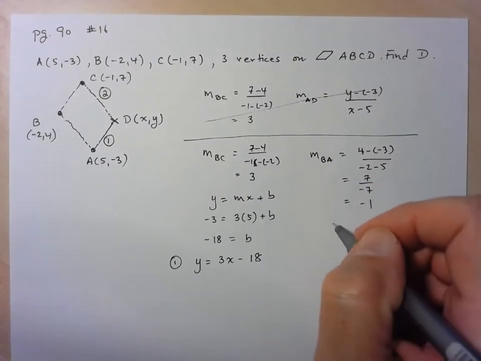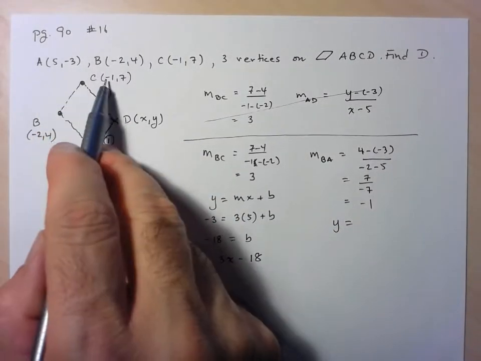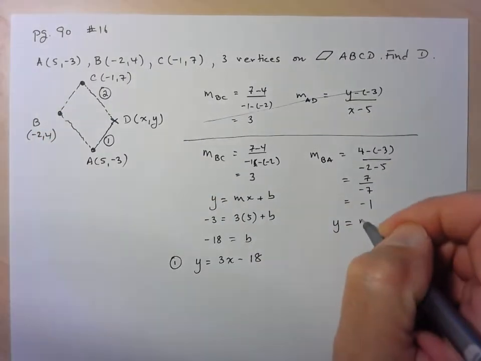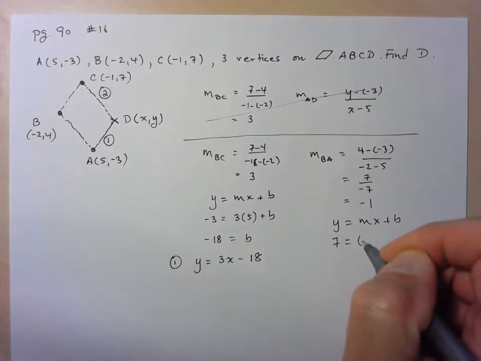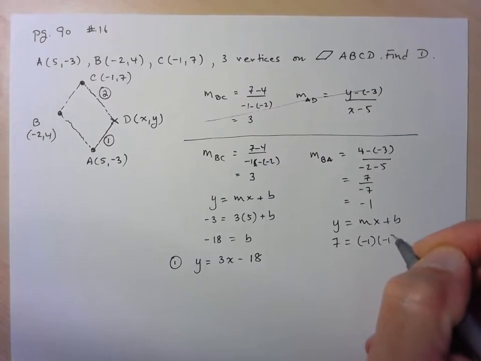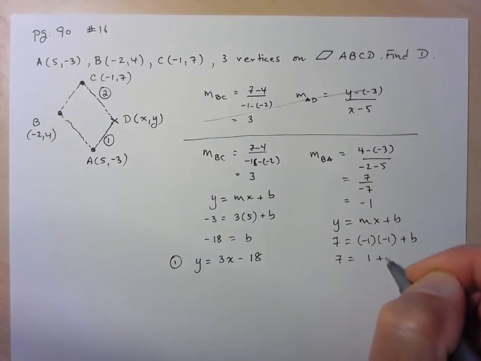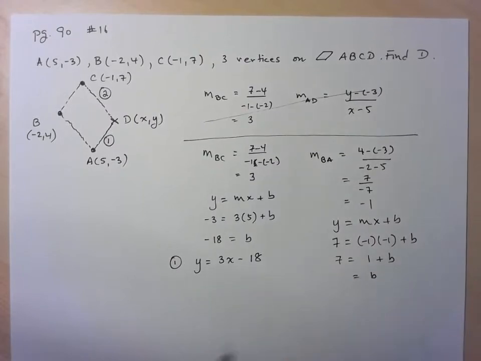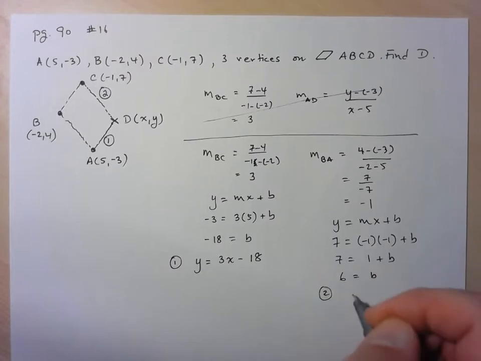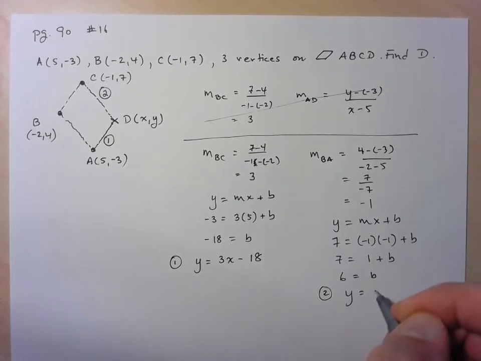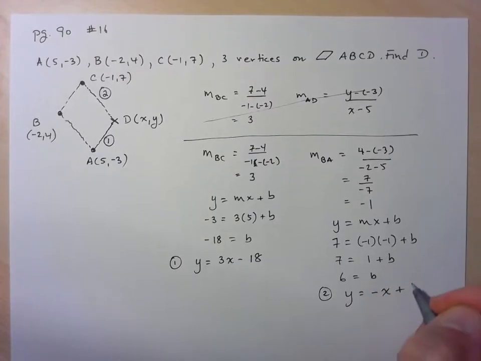Now I can find the equation of line 2 because it passes through (-1, 7). So y equals 7, the slope is negative 1, the x value is negative 1, plus b. So 7 equals 1 plus b. So b is just equal to 7 minus 1, which is 6. So equation 2 is y equals, slope was negative 1, so negative x plus b, which is 6.